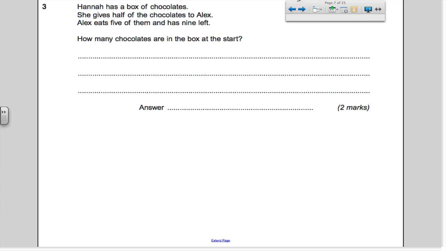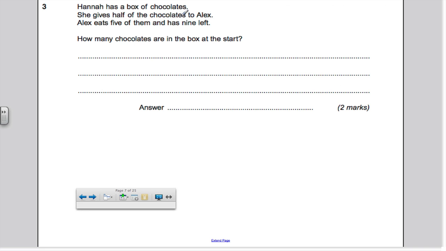Next question. Hannah has a box of chocolates and she gives half of the chocolates to Alex, and then Alex eats 5 of them and has 9 left. How many chocolates were in the box at the start? Right, well, if Alex ate 5 and then had 9 left, how many did Alex have? Well, he must have had 9 plus 5. So he had 14 chocolates. And Hannah had given half of the chocolates to him. So that means in total there must have been double the amount that Alex had. 14 times 2 is 28, and there are your 2 marks.